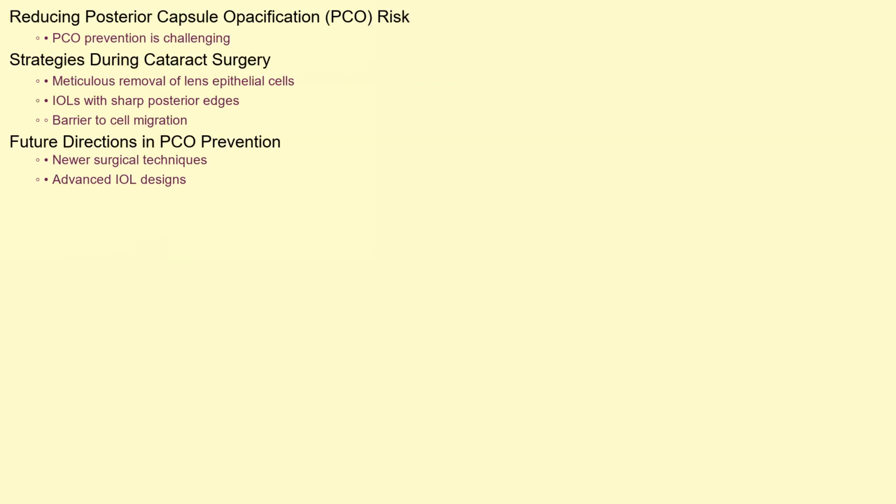While completely preventing PCO is challenging, certain strategies during cataract surgery can help reduce the risk. These include meticulous removal of lens epithelial cells during the procedure and the use of intraocular lenses designed with sharp posterior edges, which act as a barrier to cell migration. Newer surgical techniques and lens designs are continuously being developed to further minimize the incidence of PCO.